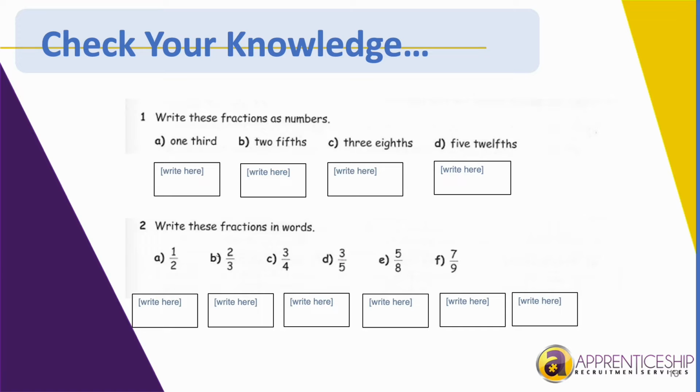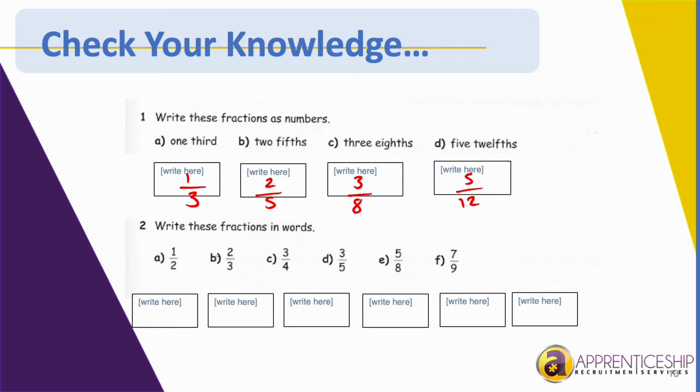Okay, so if you want to pause and just have a go at these questions, pause it now and in a second I'll put the answers on the screen for you. Okay, so write these fractions as numbers. 1/3, so 1 over 3. 2/5, 2 over 5. 3/8 would be 3 over 8. 5/12 would be 5 over 12.